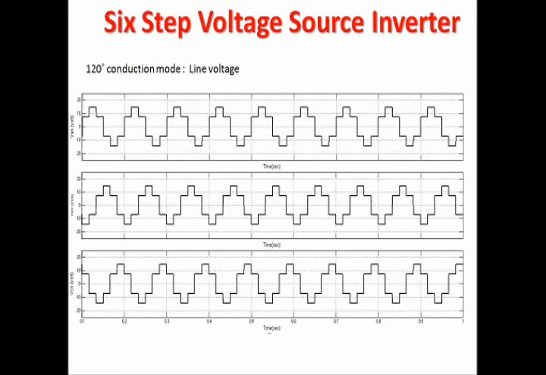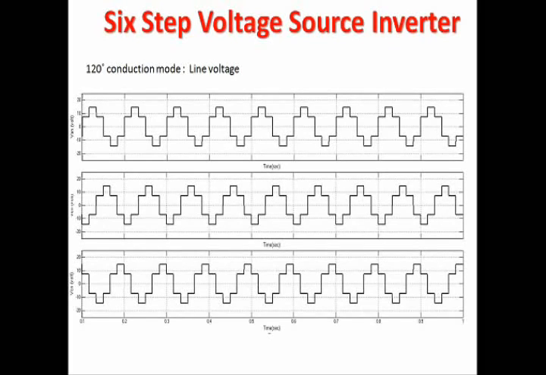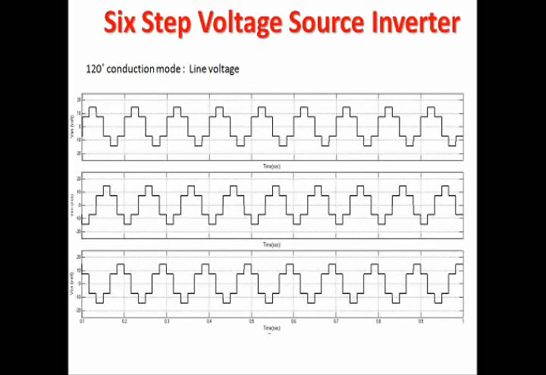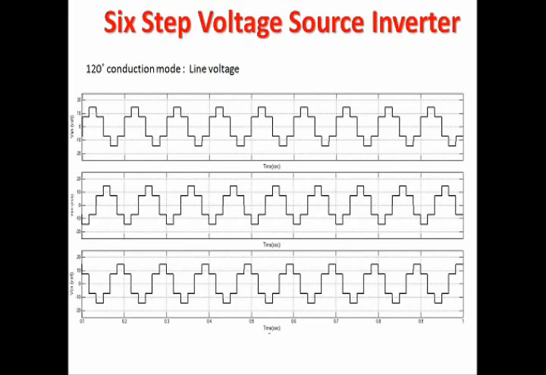Basically, this inverter is producing 6 steps for its phase voltage as well as the line voltage. Whatever the conduction, it will produce the line voltage and phase voltage in terms of 6 steps. Then only this inverter is called a 6-step voltage source inverter. We are feeding the circuit with DC voltage, so it is called a 6-step voltage source inverter. If you feed the inverter circuit with a current source, the circuit is called a current source inverter.